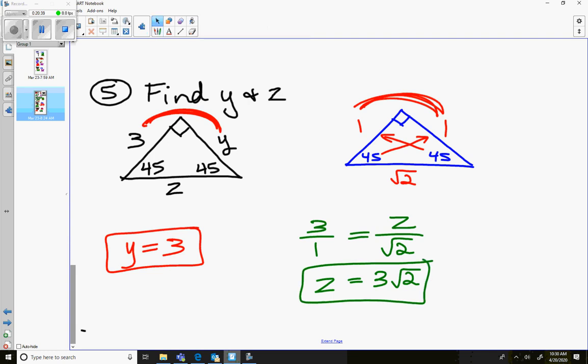And it's that simple. Okay, again, hopefully this was a review lesson for you. 30, 60, 90, 45, 45, 90 triangles. But it's definitely going to be day 1 next year in pre-calc. So it's something we want to make sure we understand and understand well.